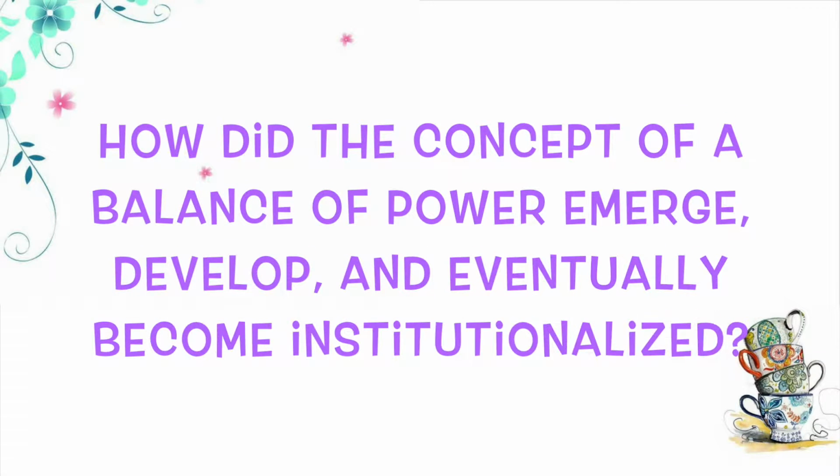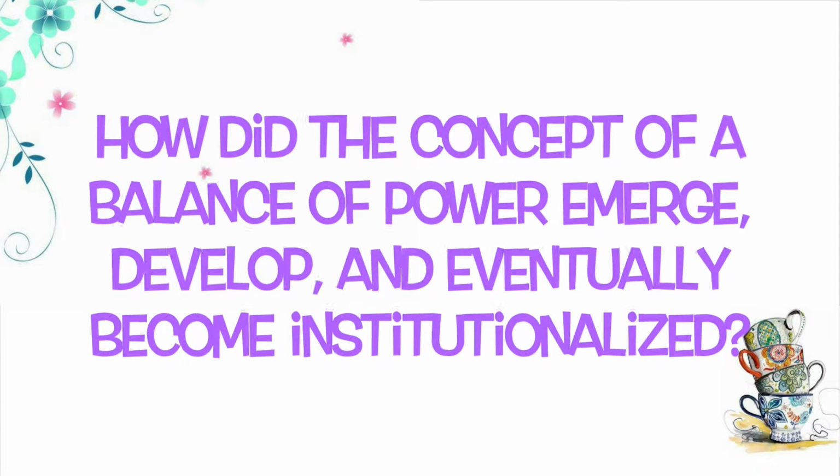This is episode 16. Today's question is, how did the concept of a balance of power emerge, develop, and eventually become institutionalized? So, balance of power was basically the idea that not one power would have total control over all of the European nations. So, the Congress of Vienna is a perfect example of how a balance of power was established.